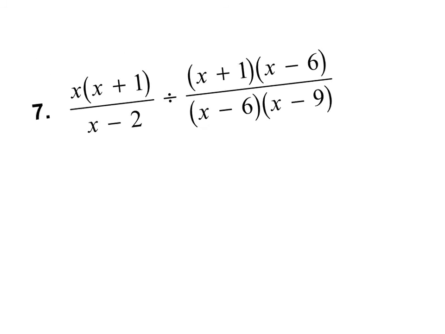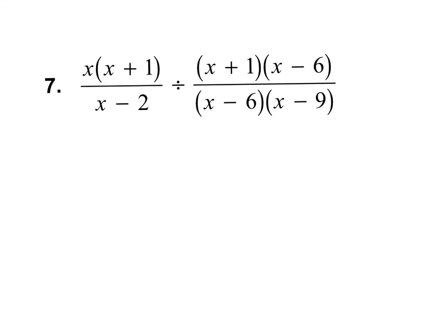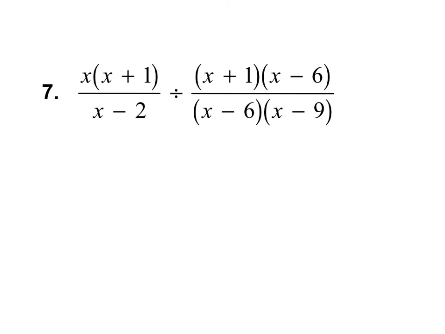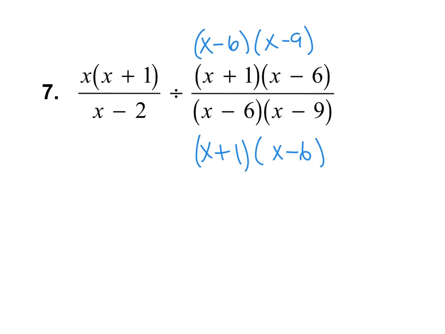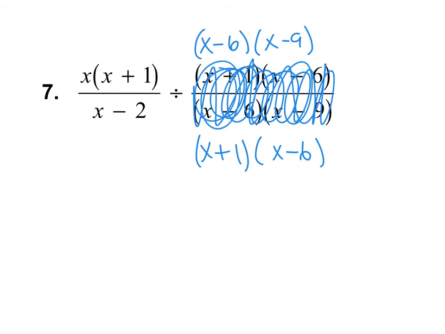Okay, so what I'm going to do here is flip this fraction. So I'm going to place the x minus 6 over on the top and the x minus 9 on top. And on the bottom, the x plus 1 and the x minus 6 here. This is no longer needed. I don't want it to distract me, so I'm going to cross it out just so I don't use it. This is now multiplication, and now I can go about canceling things.